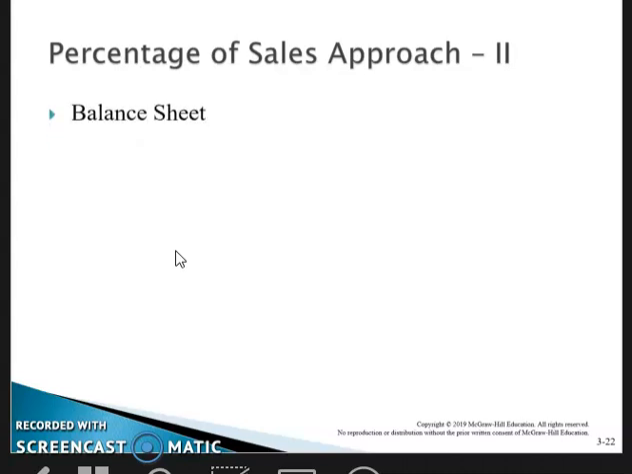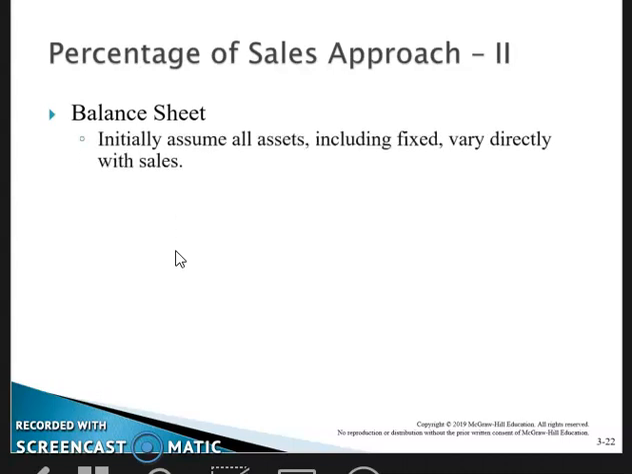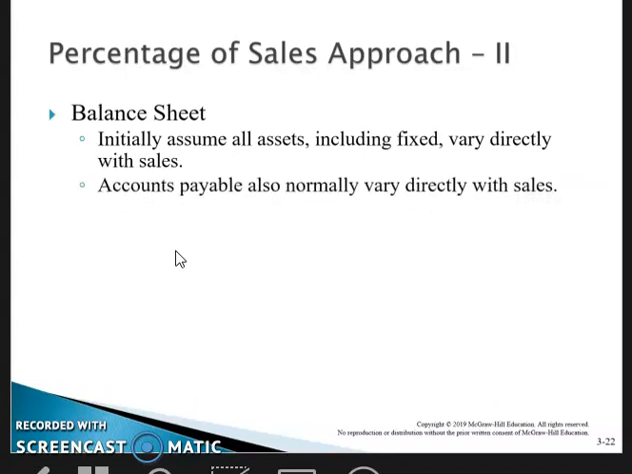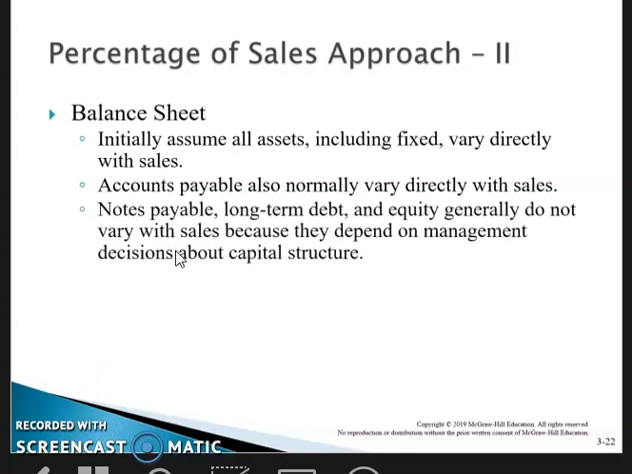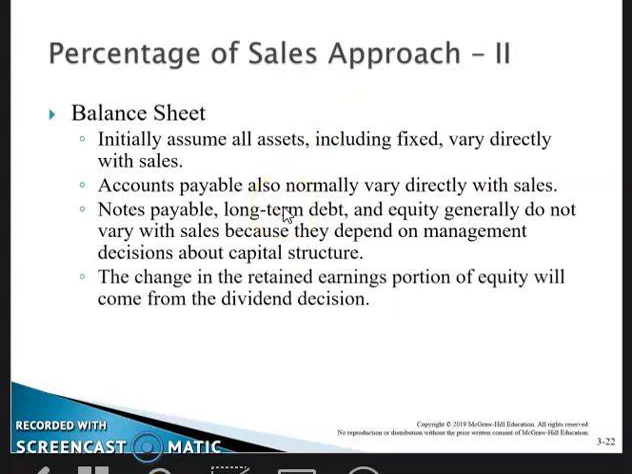Again, the second part is the balance sheet. Initially we'll assume that all assets, fixed and variable, vary directly with sales. Accounts payable will vary directly with sales. Notes payable, long-term debt, and equity generally do not vary with sales because they depend on management decisions, not necessarily sales. The change in retained earnings is the portion of equity that comes back from the dividend decision. Then next, external financing needed.